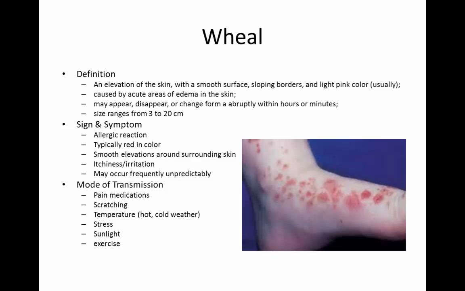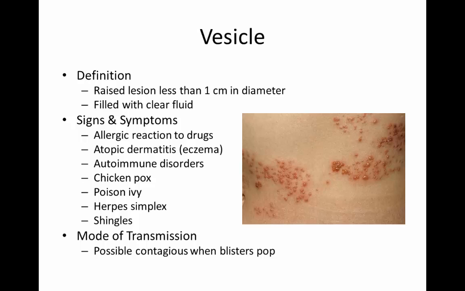A vesicle is a raised lesion less than 1 centimeter in diameter. They are typically filled with clear fluid. Signs and symptoms may include allergic reactions to drugs, atopic dermatitis or eczema, autoimmune disorders, chickenpox, poison ivy, herpes simplex, or shingles. For the mode of transmission, they are possibly contagious when the blisters pop and may spread to other areas.